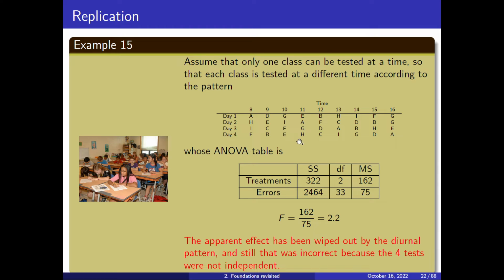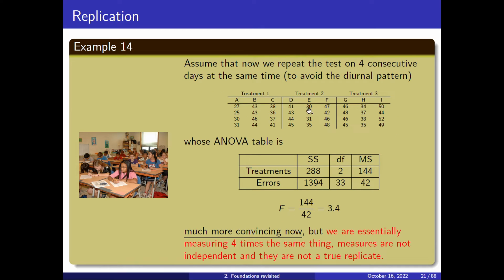The problem is now that when you measure the variability and the sum of squares expressed by each one, it becomes not significant again. And the problem was this. So there are two problems here.